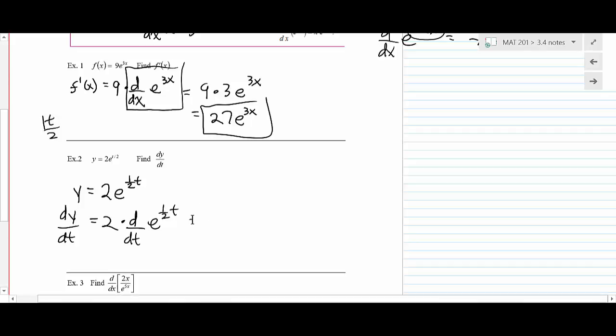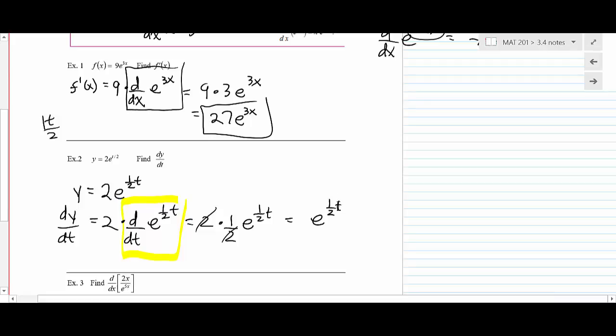All right, so let's see what we have then. Tell me what the derivative of e to the 1/2 t is. 1/2 e to the 1/2 t. See, it's itself, and then it's just that number in front of the t. So that's going to end up being 1/2 e to the 1/2 t. That's what that formula tells you. Now, what do you see happening? 2's cross out, so you're left with e to the 1/2 t like that.